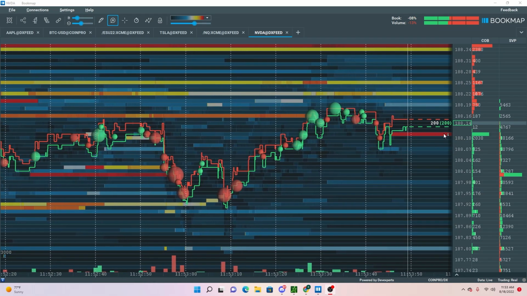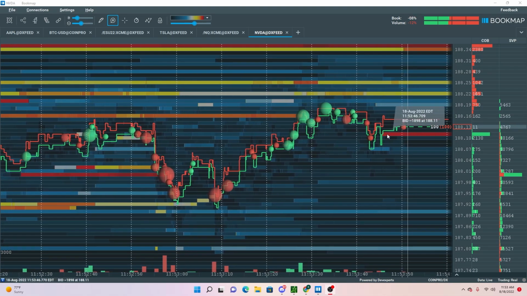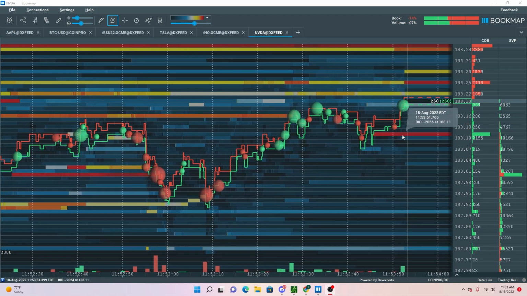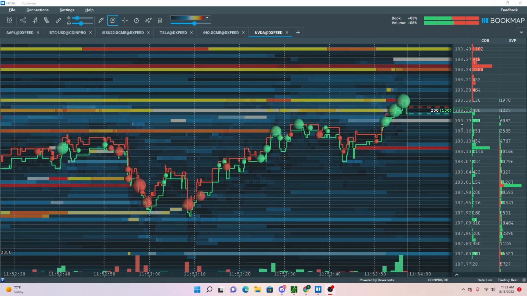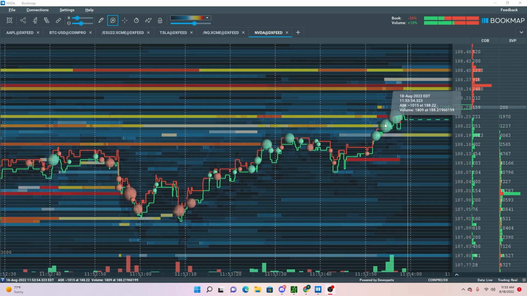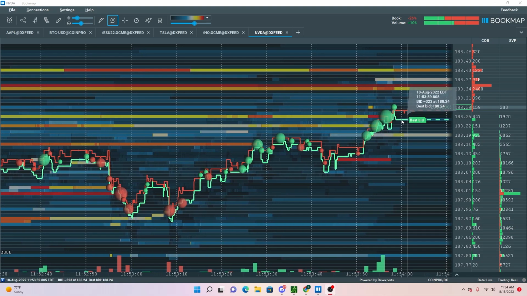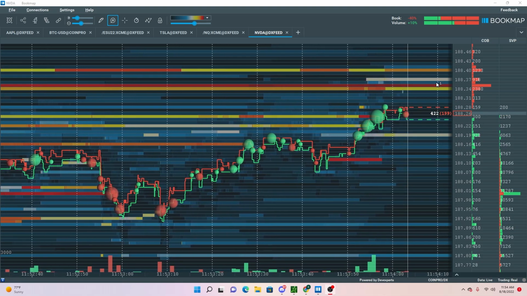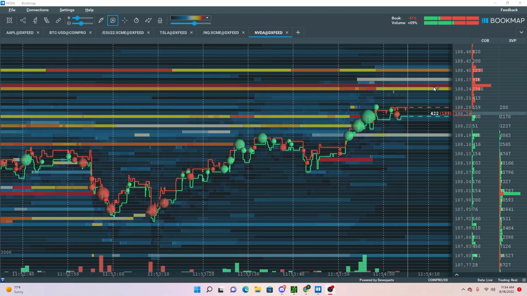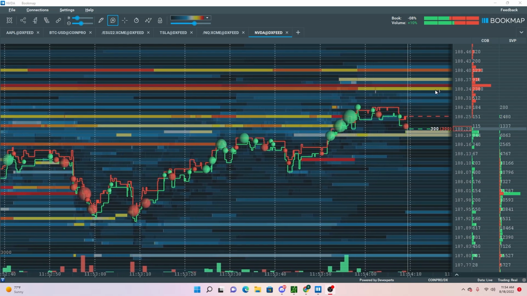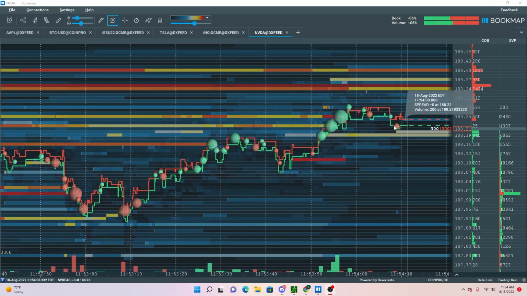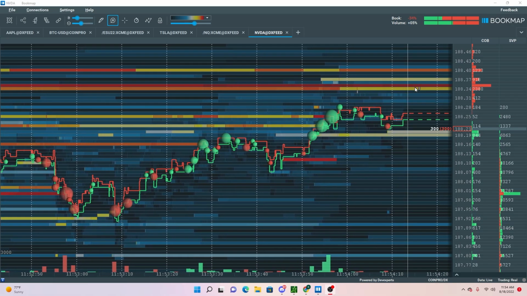Now you can see that we have a lot of buyers right here at 188.10. So what is Nvidia doing? It's holding above the level. They're at the resistance point that was right there. We had the aggressive buyers push it past, aggressive buyers push it past, and then we have more resistance up here at 188.35. So in order for Nvidia to continue going higher, the aggressive buyers need to push it past this level right here.